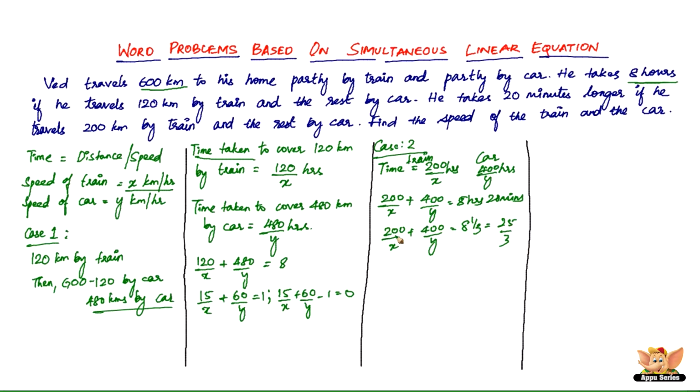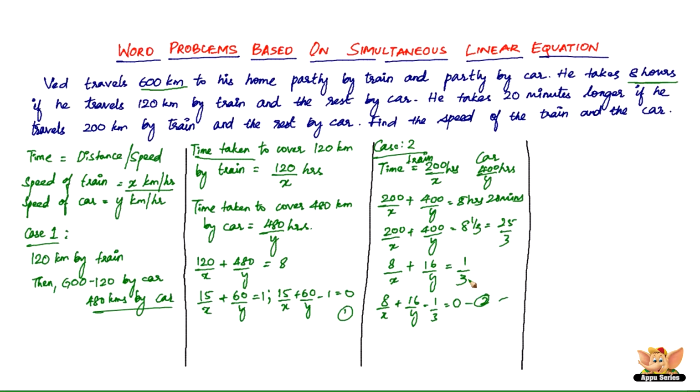Now dividing throughout by 25, 25 goes 8 times in 200, so 8 by x, plus 25 goes 16 times in 400, so we get 16 by y. And 25 goes 1 time in 25, so it becomes 1 by 3. So we've got two equations now, this one and this one. Of course, we can write this as 8 by x plus 16 by y minus 1 by 3 equals 0. So let's keep this as equation 1 and let's keep this as equation 2.